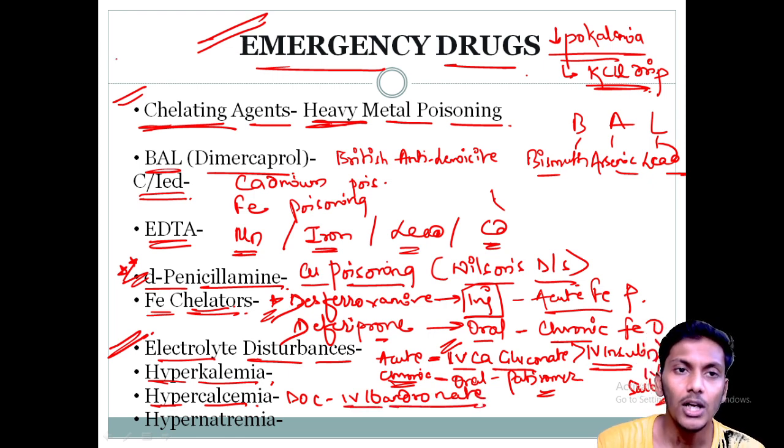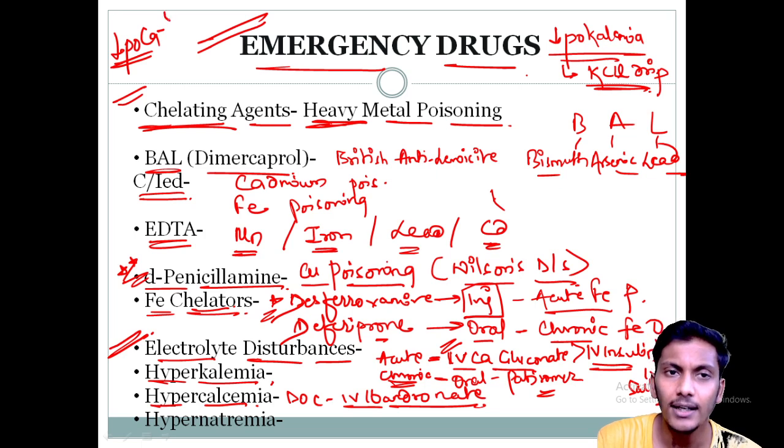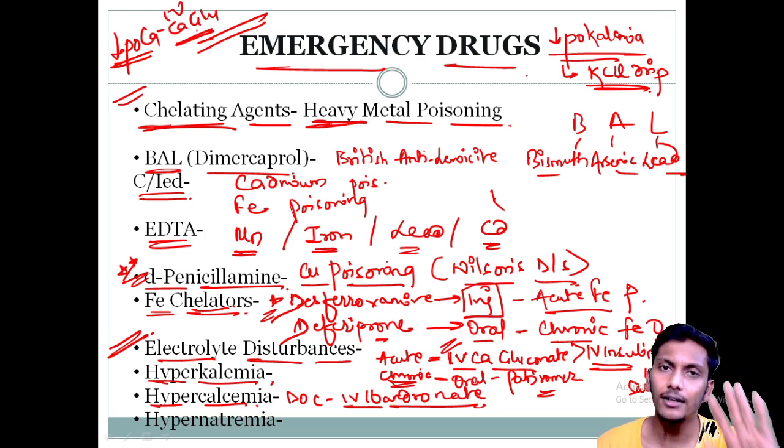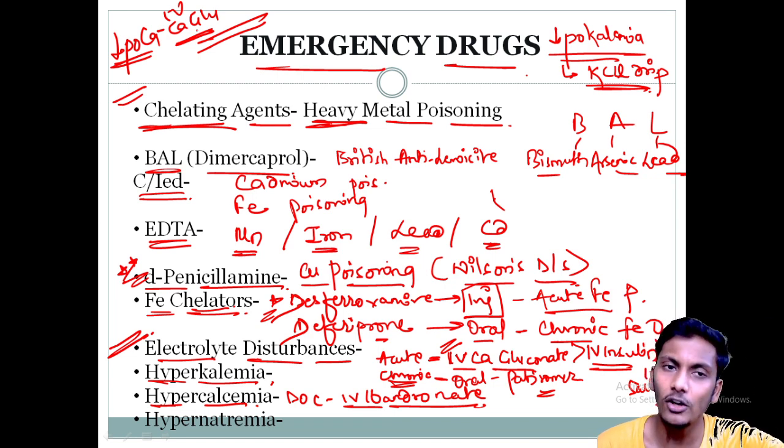Important to be remembered. Whereas in cases of hypocalcemia, when the calcium levels are decreased, definitely we'll give calcium from outside, that is IV calcium gluconate. So IV calcium gluconate is a drug of choice in acute hyperkalemia also and in hypocalcemia also, right? And lastly, the important one is hypernatremia, that is excess of sodium inside the body.